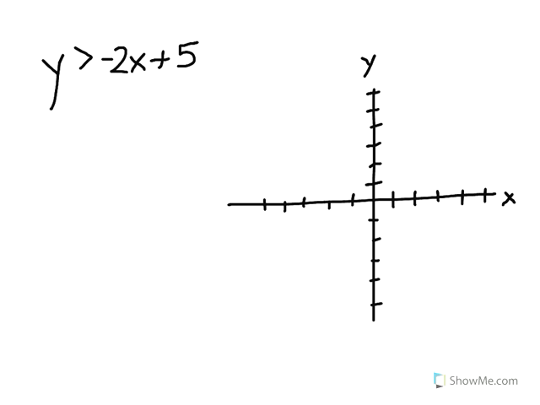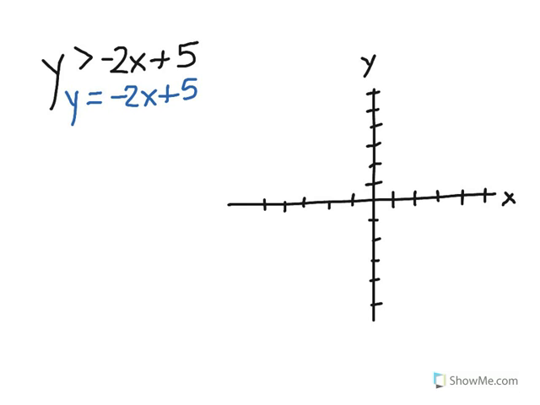Okay, let's take a look at how to deal with inequalities when they show up in what we would consider a linear function, or a linear equation. So over here we have this thing that says y is greater than negative 2x plus 5. Well, the first thing I want you to do is think back to your graphing techniques. Let's just not worry about the greater than sign. Just pretend it's not even there. Let's see if we can graph y equals negative 2x plus 5.